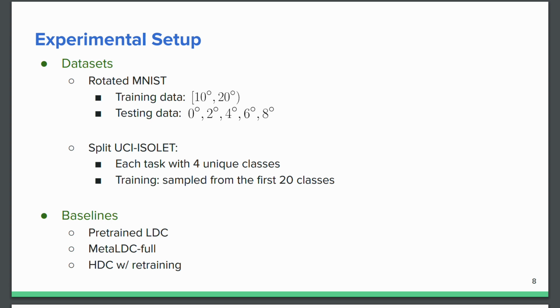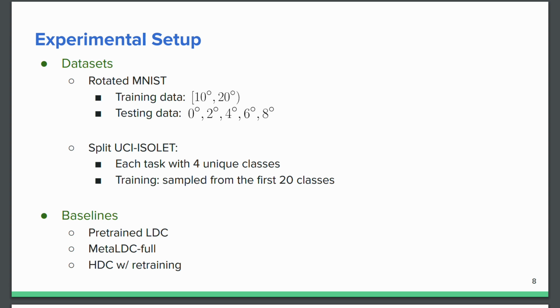And for split ISOLET, because in total the ISOLET data set has 26 classes, we would use the first 20 classes as the training data sets, and for each task we would sample 4 classes from it. And for the test data sets, the test data is sampled from the remaining 5 classes, and each task with 4 unique classes is a testing data set to test the performance.